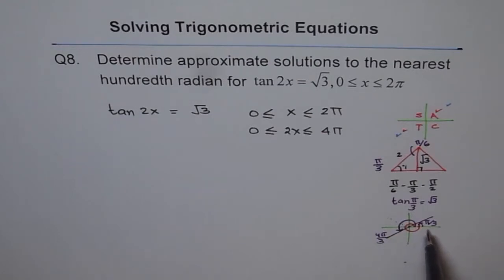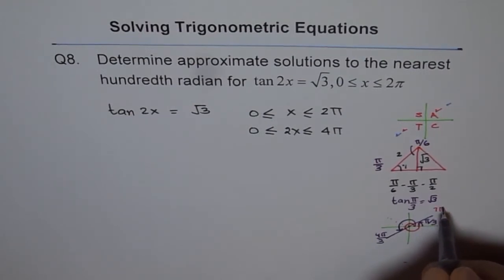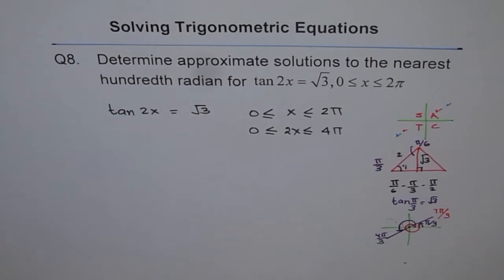One full circle, if we are dividing it into pi by 3's, will be 6 pi by 3, correct? 3 on the top, 3 here. So this becomes 7 pi by 3. Do you understand? 7 pi by 3. That means 2 pi plus pi by 3, correct? Or you can add 2 pi to this to get the next one.